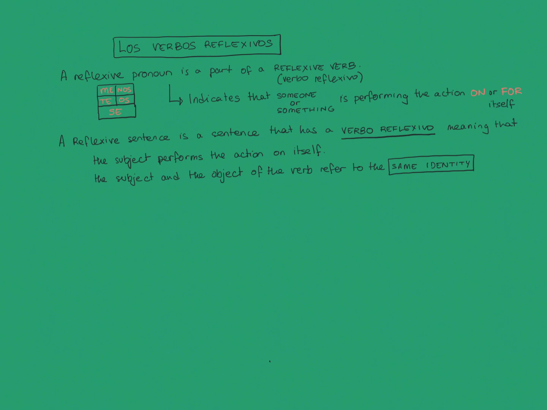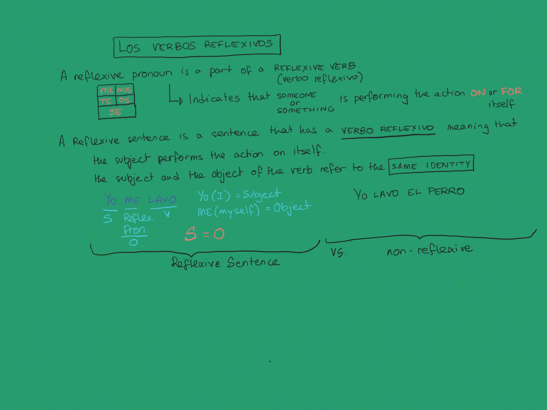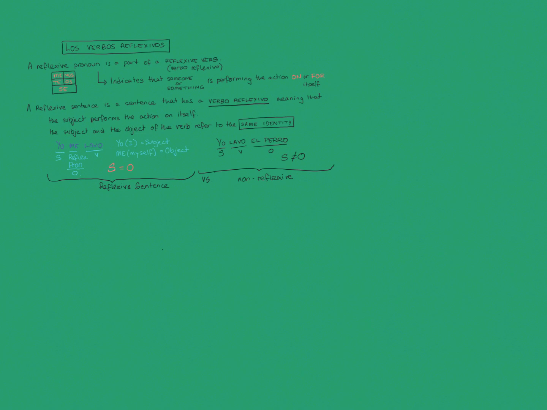For example, yo me lavo. Yo, I, is the subject, and me, myself, is the object. Subject and object are exactly the same. Versus yo lavo el perro, that is a non-reflexive sentence where yo is the subject and el perro is going to be the object. The subject and the object are not going to be the same.